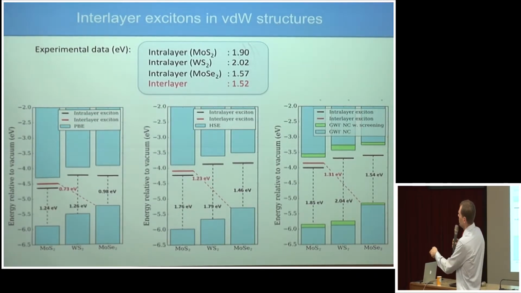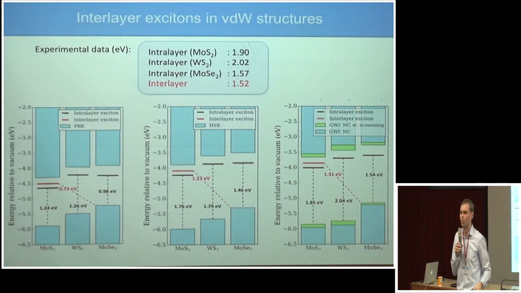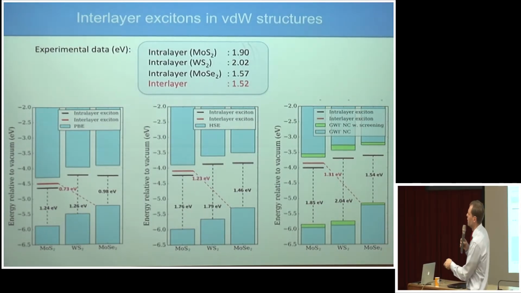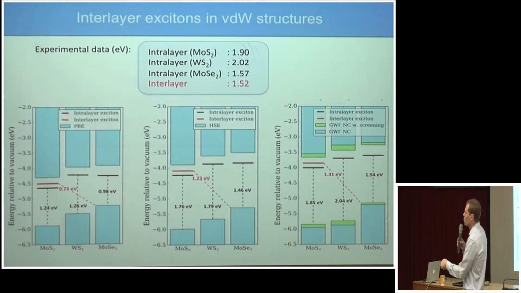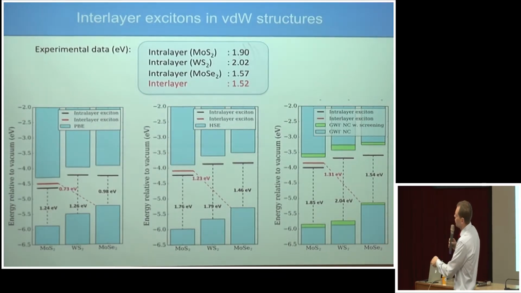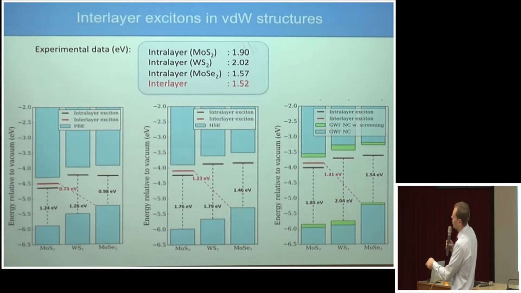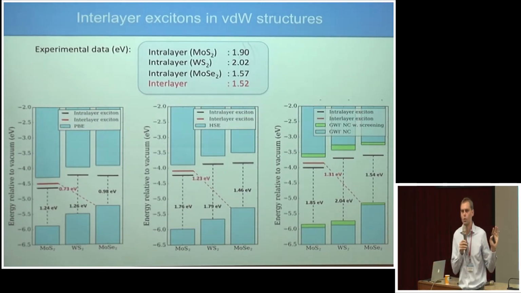And what you can see is, so these are the results of the experiments, the intralayer excitons in the three layers up here, 1.9, 2.02, 1.57, and then the interlayer exciton between the MoS2 and the MoSe2 here at 1.5. And you can see that progressively, as we go from DFT, which has a way too low band gap, towards the GW plus vertex, we get an increasingly better agreement. And over here, at the highest level of theory, GW plus the vertex, we get an excellent description of the intralayer excitations, and the interlayer exciton is only 0.2 eV off.